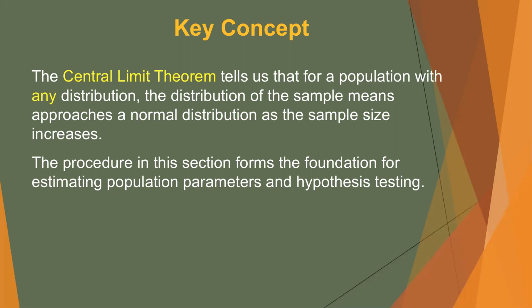Basically, it means that as you increase the sample size, you should end up with a normal distribution from your samplings, or basically from getting the sample means. So pretty neat. The procedure in this section forms the foundations for estimating population parameters and hypothesis testing. The whole point, though, is that as you increase the sample size, any distribution will become like a normal distribution and behave that way.